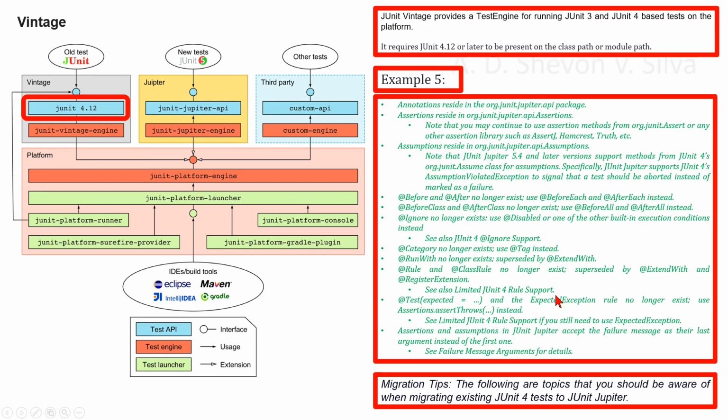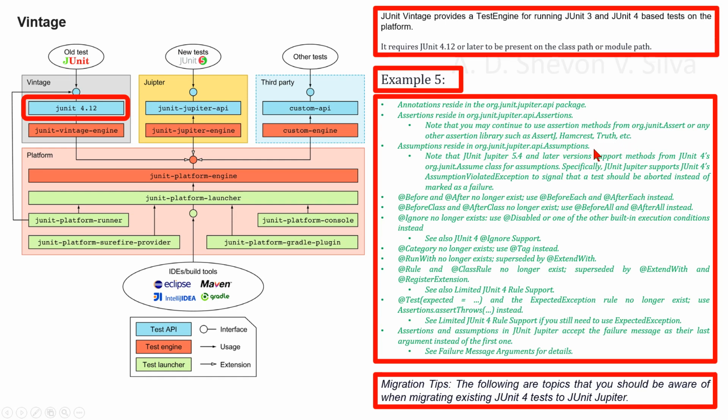Now we are considering migration tips. The following are the topics that you should be aware of when migrating existing JUnit 4 tests to JUnit Jupiter. Annotations reside in the org.junit.jupiter.api package. Assertions reside in org.junit.jupiter.api.Assertions. Note that you may continue to use assertion methods from org.junit.Assert or any other assertions library such as AssertJ, Hamcrest, Truth, etc.